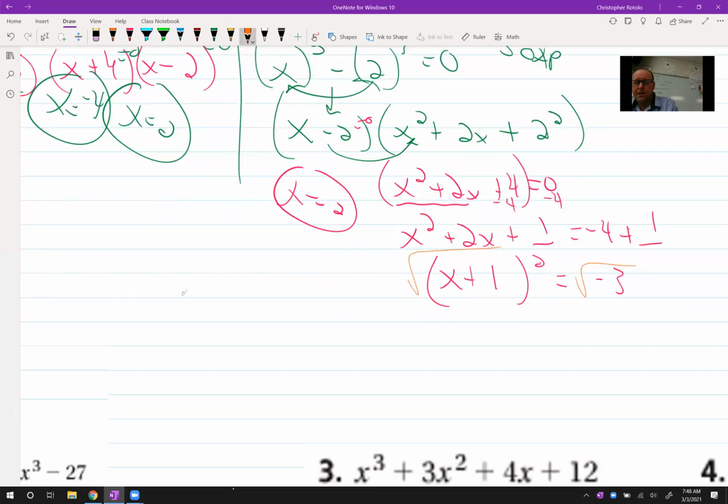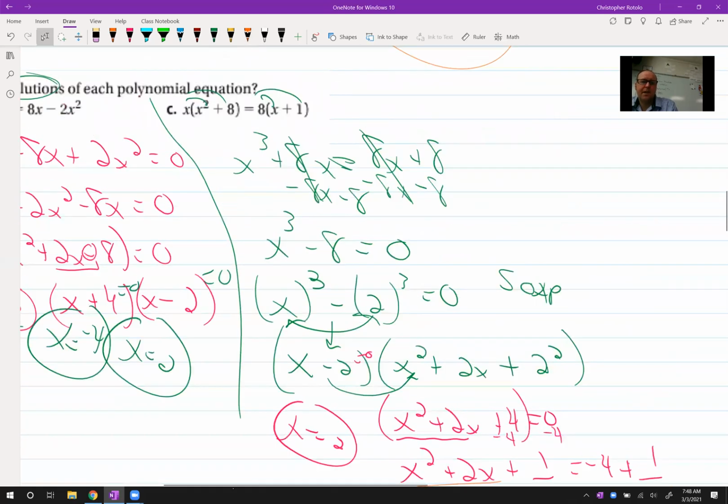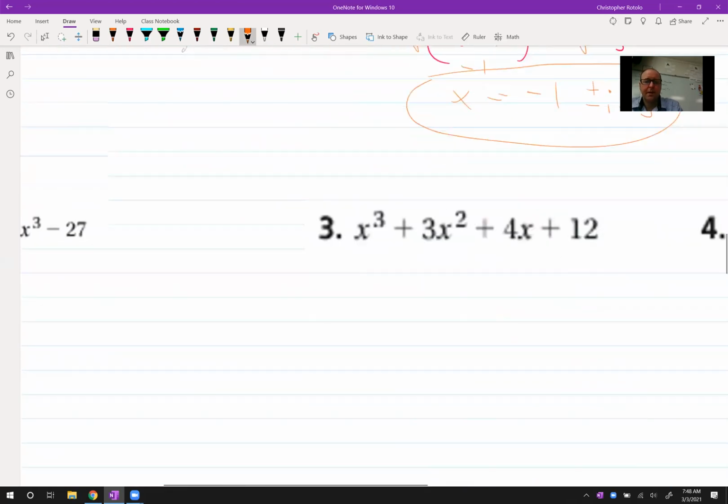All right, so I'm going to end up with plus or minus i root 3, and I'm going to subtract this 1 over here to get my final answer. All right, so I got 2, I got -1 plus i root 3, -1 minus i root 3. How many answers was I supposed to get? 3? Yeah, x to the third power. All right, pretty good stuff there.